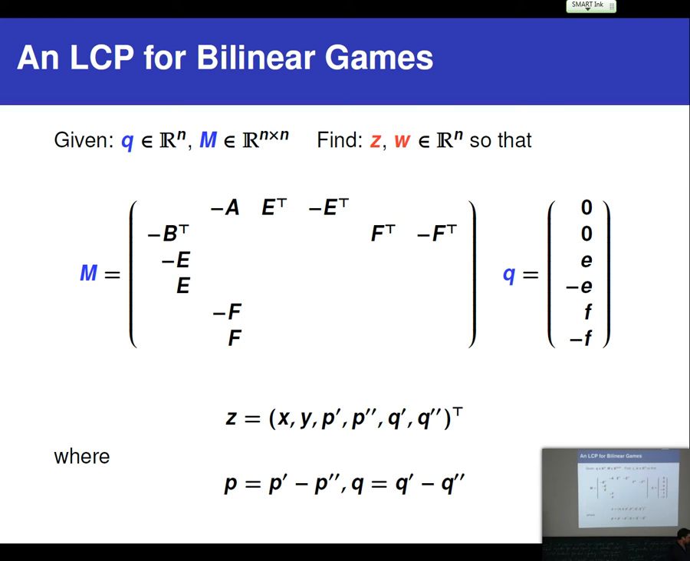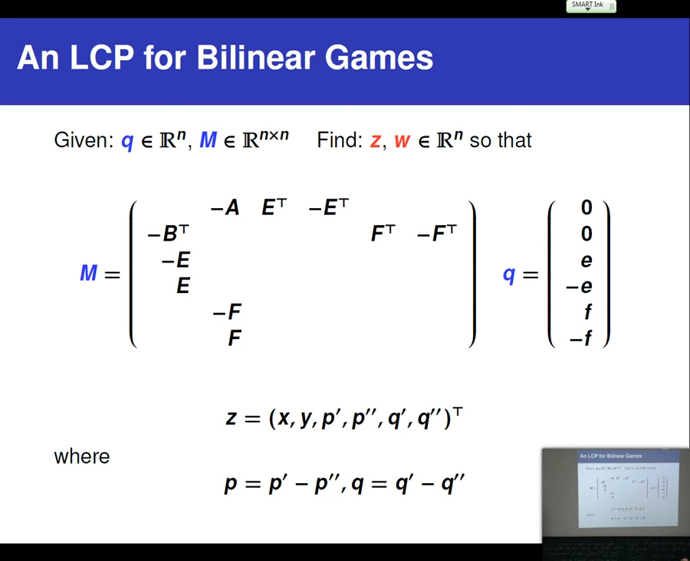Okay, so one thing to note is that in the dual of this best response LP, P and Q were unconstrained; they're not non-negative. So we get the standard thing, and we can split them into two parts, P prime and P double prime, and that's why in this first row we actually have both E^T and minus E^T. That's corresponding to this P prime and P double prime.